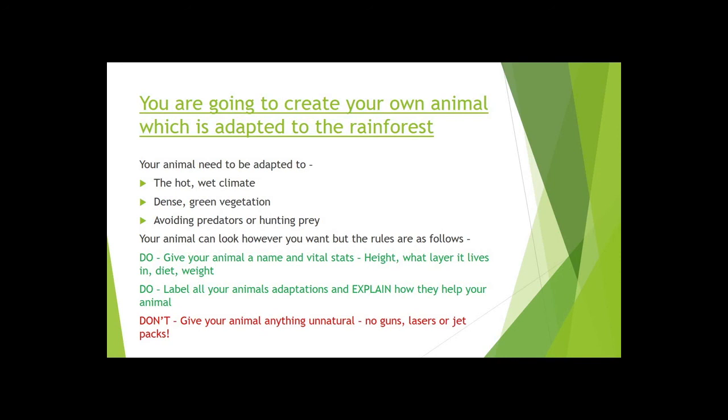There's one big don't. We are creating an animal. Please do not give them anything unnatural. That means no guns. That means no lasers coming from its heads, or no jetpacks. Okay, if you want to be smart about it, and instead of giving him two samurai swords in his hands, you can design that the forearms of the animal might be sharp, which can be similar to swords. Okay, be smart about it. It needs to be an adaptation, not a weapon.